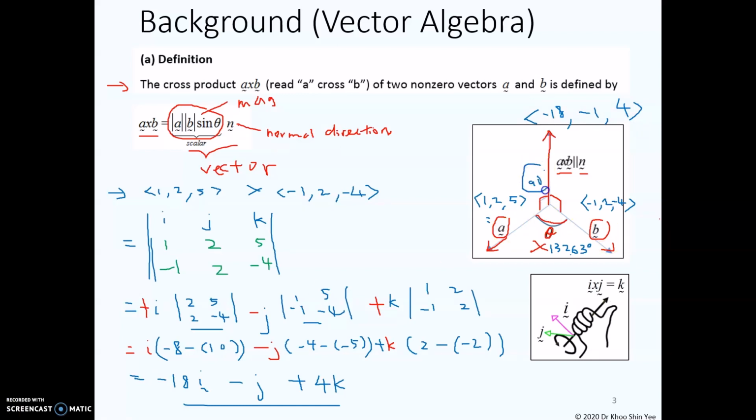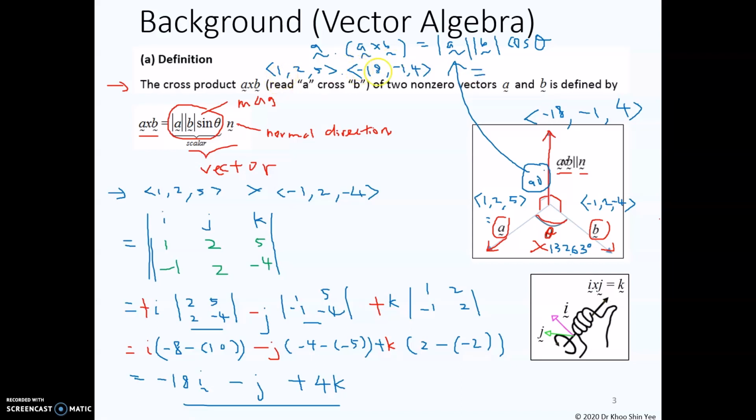If you don't believe the angle between them is 90 degrees and you want to check them, you can use the dot product. So take the vector A dot product with your vector A cross B is equal to magnitude A multiply magnitude of B cos angle. So take the vector A 1, 2, 5 dot with the cross product, which is negative 18, negative 1 and 4.